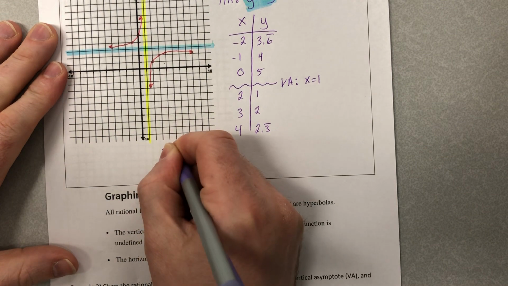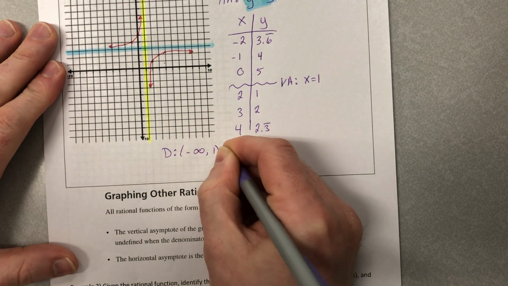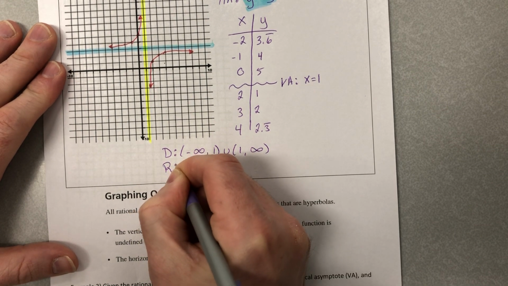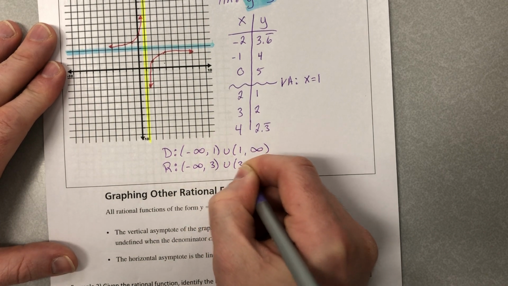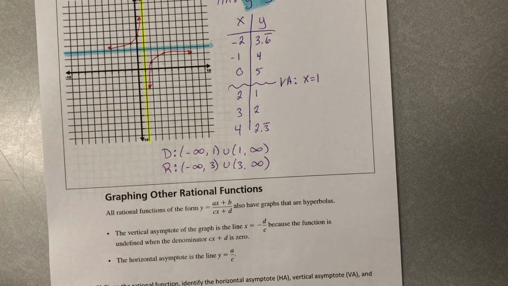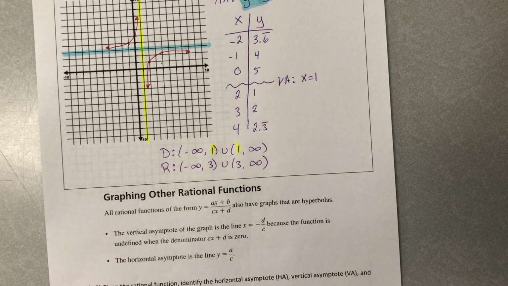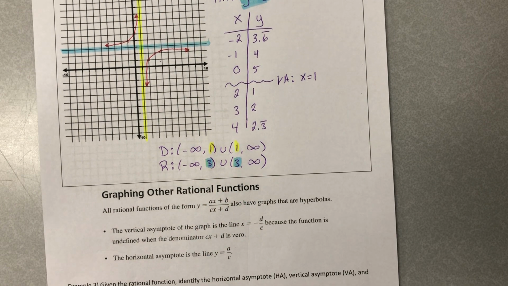The domain of this function would be -infinity to 1, union 1 to infinity, and our range would be -infinity to, you got it, 3, union 3 to infinity. Remember, this comes from our vertical asymptote in our domain, and our range comes from our horizontal asymptote.